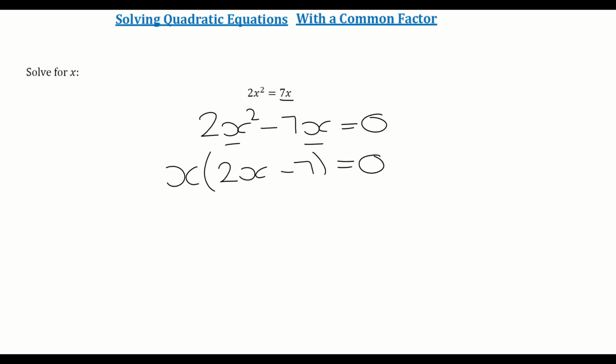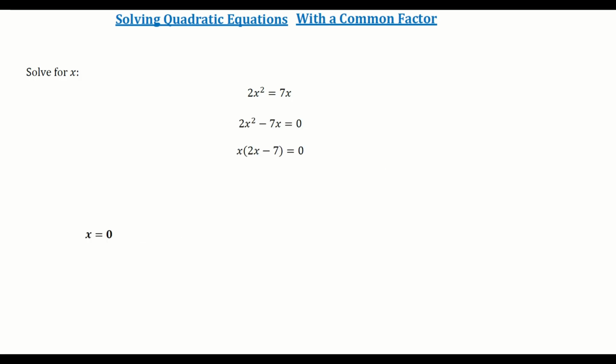Now we can find the values of x that make this true. x is outside the bracket, so we know that x is equal to 0. Now, if the bracket is 0, what is the value of x? So inside the bracket, we've got 2x minus 7. Let's make it equal to 0.